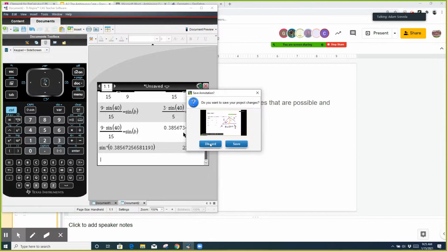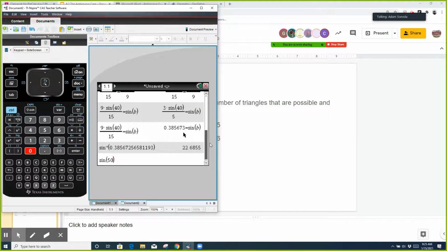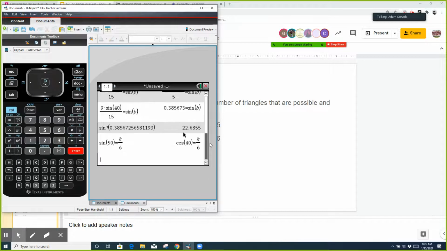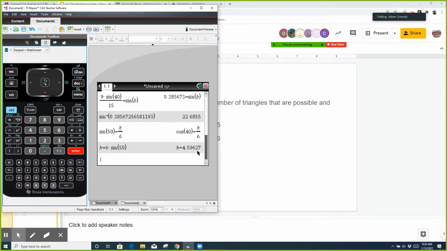So if I was solving the sine of 50 degrees is equal to h over 6, I would cross multiply and I would get h is equal to 6 times the sine of 50. And if I did control enter, I would get that the height is 4.59. So it's less than 5, which means we have two possible triangles.